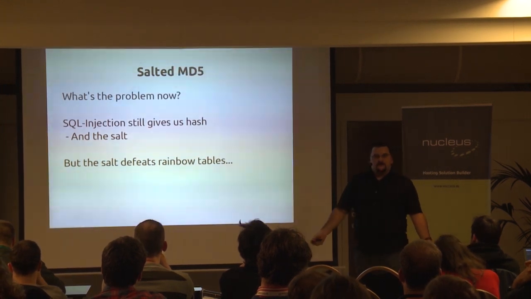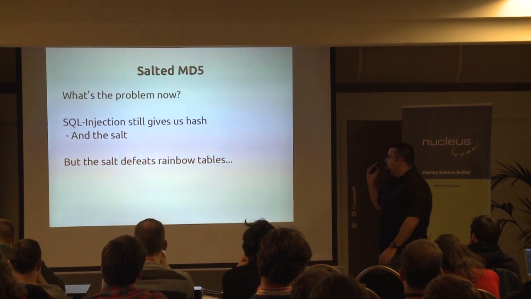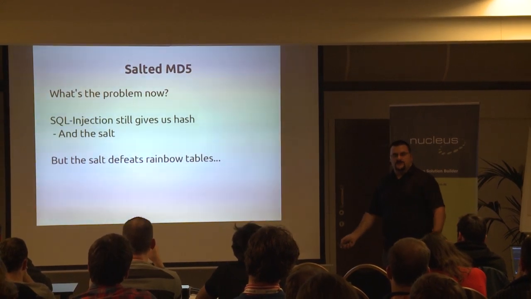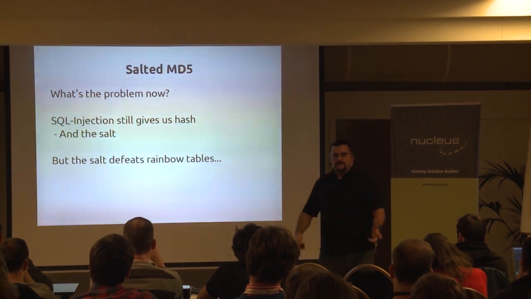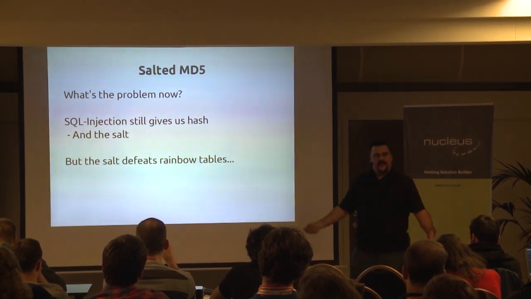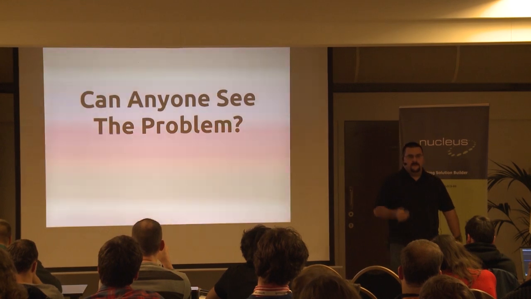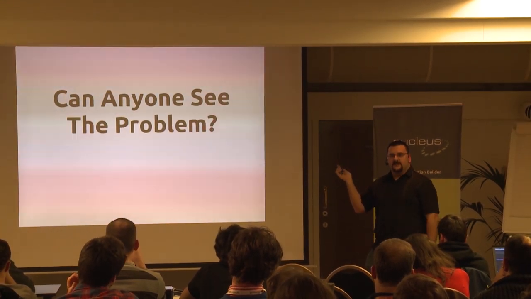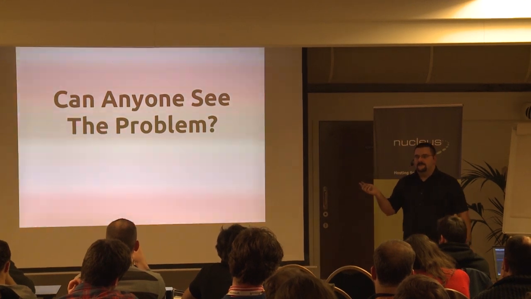So what is the problem now? If we SQL inject, we still get the hash and we also get the salt. But salts defeat rainbow tables. So how can we possibly attack this? Does anyone here see how we can attack this so far? I've given you all the information you need to know how we're going to attack this. Anyone?